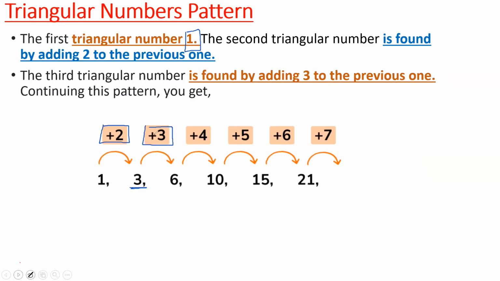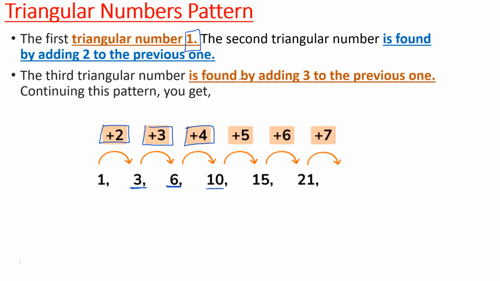Add 3 to get the next triangular number, which is what? 6. Very good. And then we're going to add what? 4 to get the next triangular number, which is what? 10. So can anyone tell me what's the pattern? What is the pattern? We add 1 to whatever we used to add previously, right?